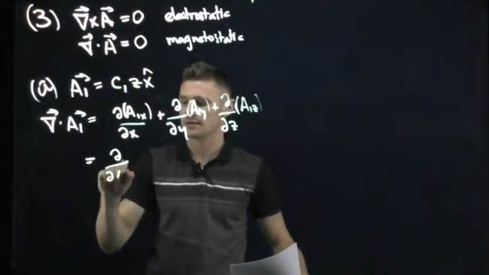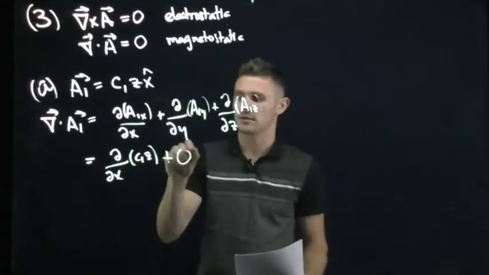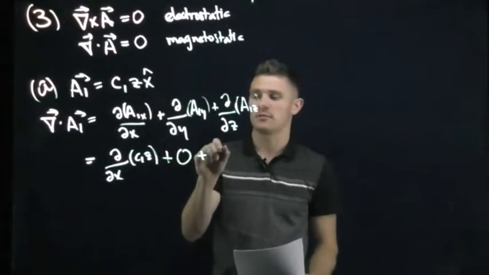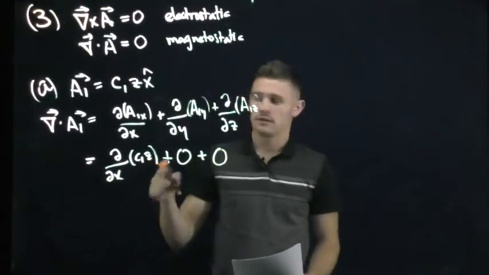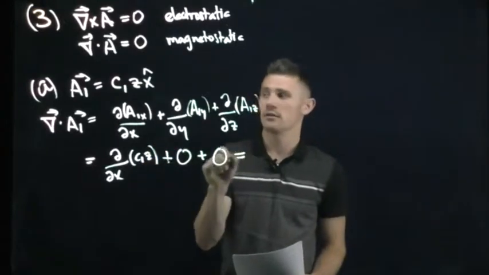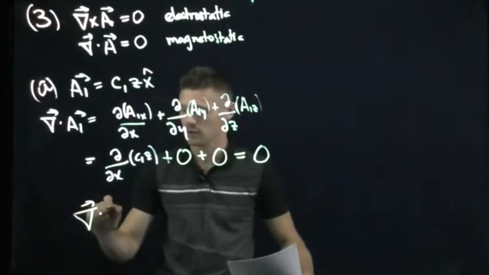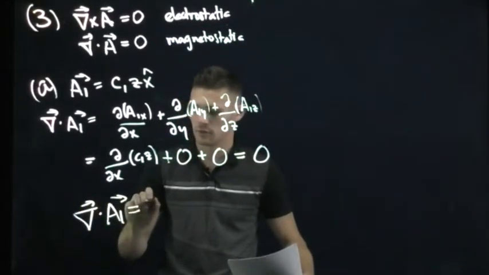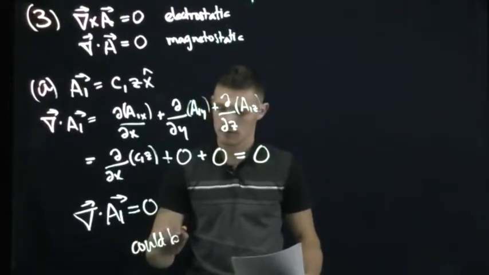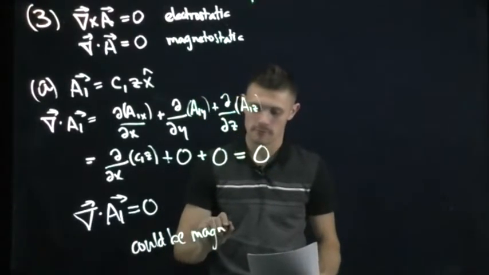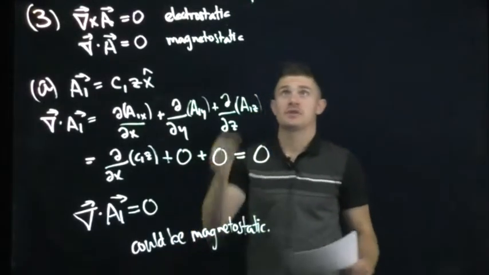So we take d by dx of C1 z, plus, well, there is no y component, so that's 0, plus there is also no z component, that's also 0. And of course, d by dx of C1 z, this is all just a constant, so this entire divergence is equal to 0. So therefore, the divergence of A1 is equal to 0, and this means that this could be magnetostatic.